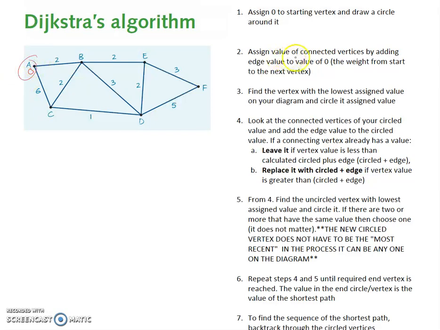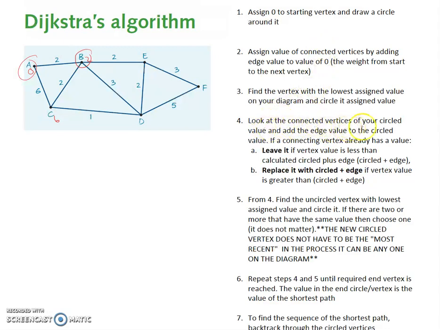Okay, then we assign values of connected vertices. So A is connected to B, so give it a value of 2. So A to B is 2 kilometers. A to C is 6 kilometers, so give it a 6. Alright, so they're the connected vertices. Now what do we do? Find the vertex with the lowest assigned value on our diagram and draw a circle around it. So 2 is smaller than 6, so draw a circle around it.